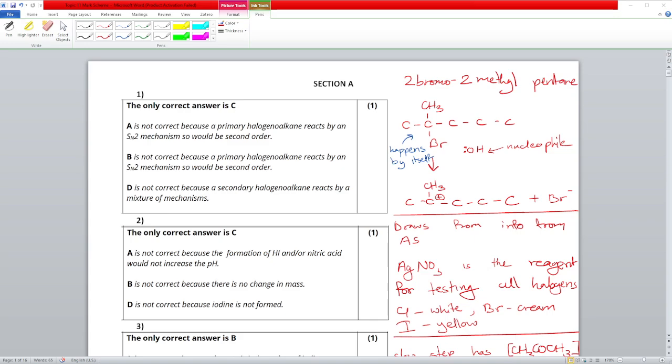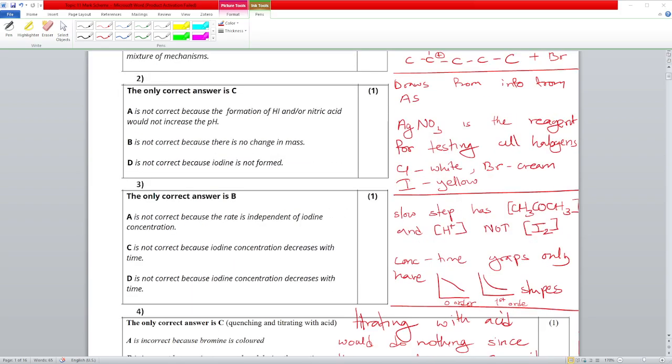This allows it to form a very stable carbocation, which means that just by itself it's going to start the reaction where the nucleophile comes in and takes its spot. And the other type I have a picture of somewhere further down. So yeah, this one, C. Then it draws info from AS.